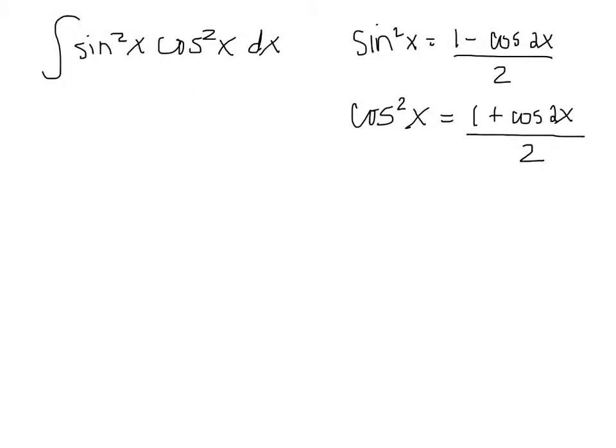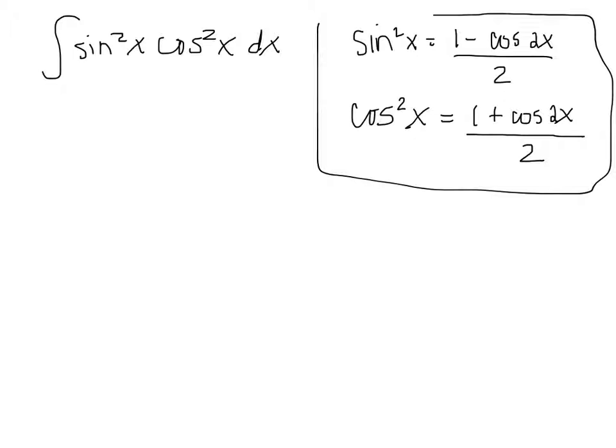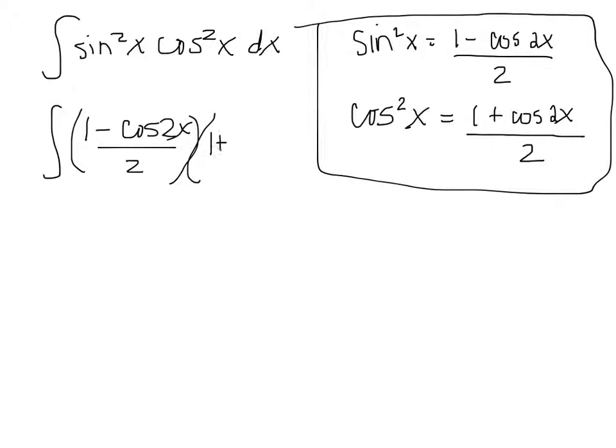We're going to show how we can use these two trig identities here to integrate even powers of sine and cosine. So here we have sine squared of x times cosine squared of x, and we're going to substitute in these two identities. That means we're going to integrate the integral of (1 minus cosine of 2x) over 2 times (1 plus cosine of 2x) over 2 dx.